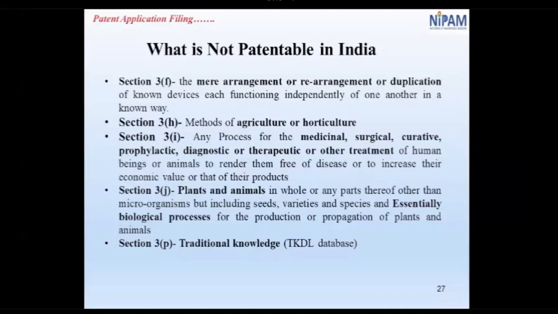Okay. So I think it's the eighth one, Section 3I. What Section 3I says: any process for medicinal, surgical, curative, prophylactic, diagnostic or therapeutic or other treatment of human beings or animals to render them free of disease or to increase the economic value or that of their products. Now that is not patentable under Section 3I. So what Section 3I exactly means is that anything that is simply known as a method of treatment.